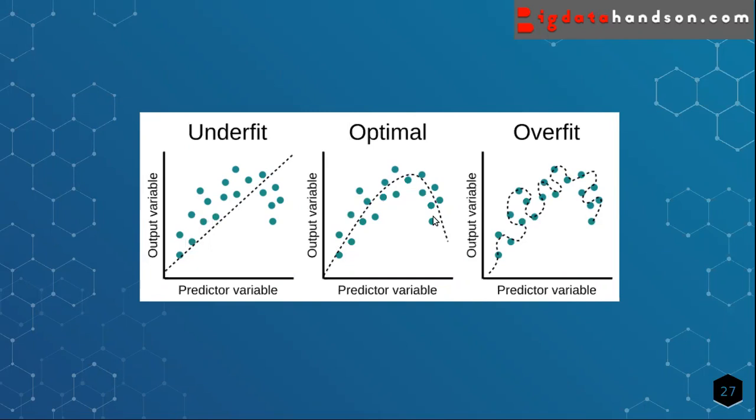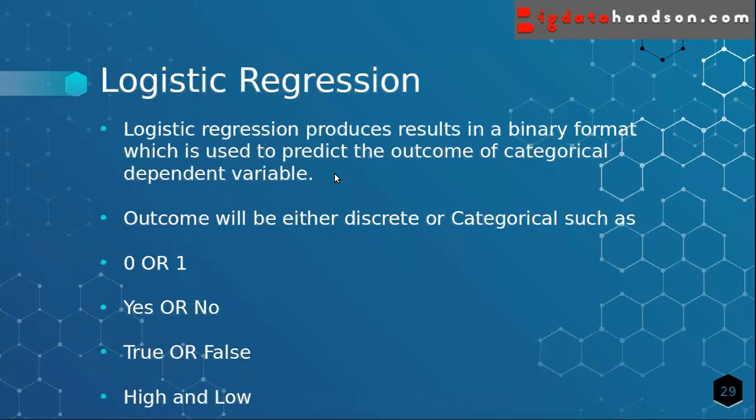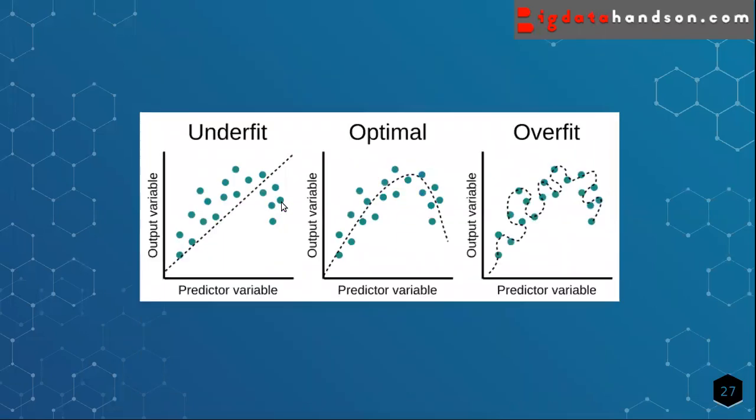In polynomial regression, the degree affects the line actually. If you change the degree, you can see here the red line is degree 1. You can see that is underfitting at degree 1. If you change the degree to 2, there's a different line here. The pink line is degree 3. That's how the degree affects the line. If you change the degree one more, then it will be an overfitted line. Okay, we'll see the implementation.